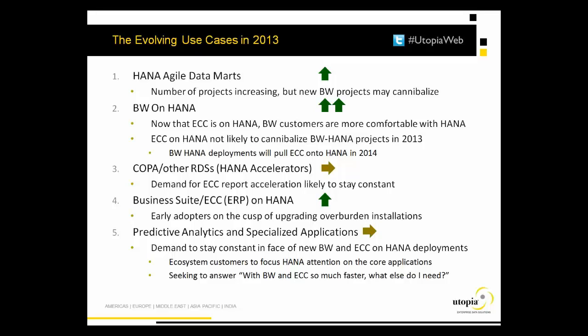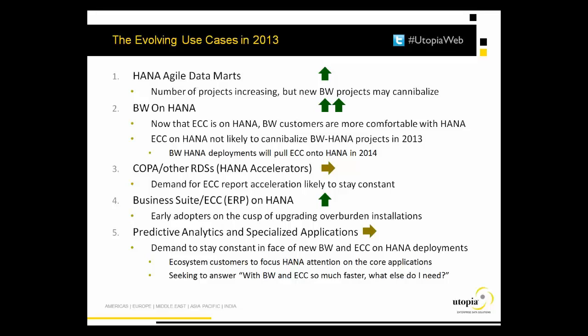Because an RDS is a way to incrementally move ECC onto HANA. With Business Suite on HANA, you have the application, everything is on HANA, the code, everything is running on HANA, and everything is improved. Whereas with an RDS, conceptually, only a small subset of the data has been moved to HANA.